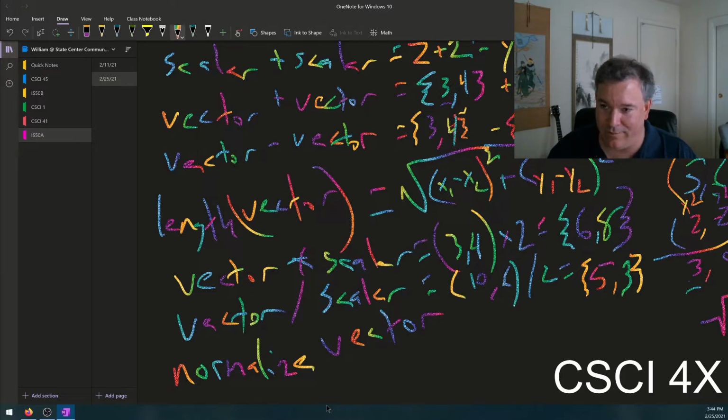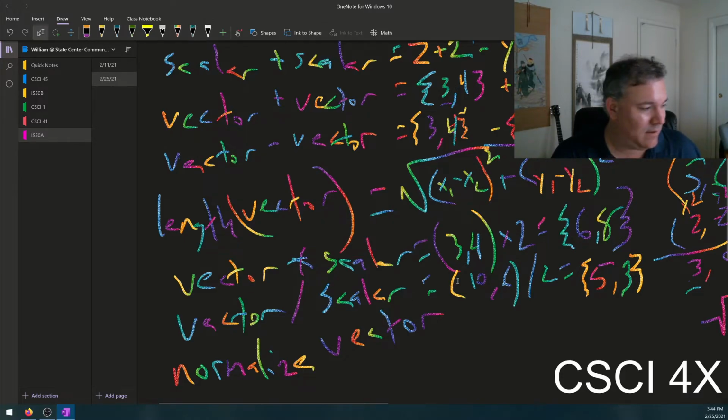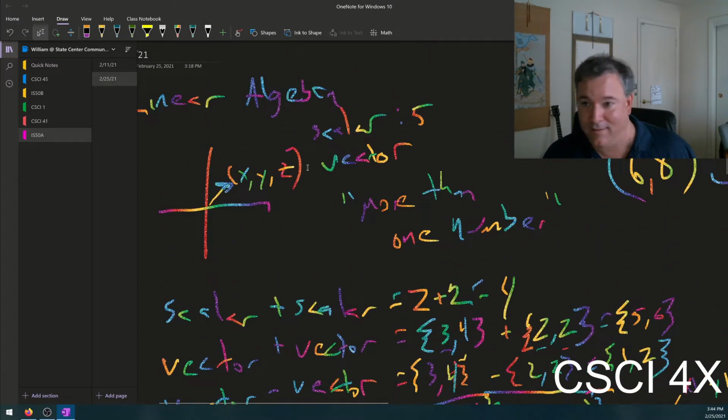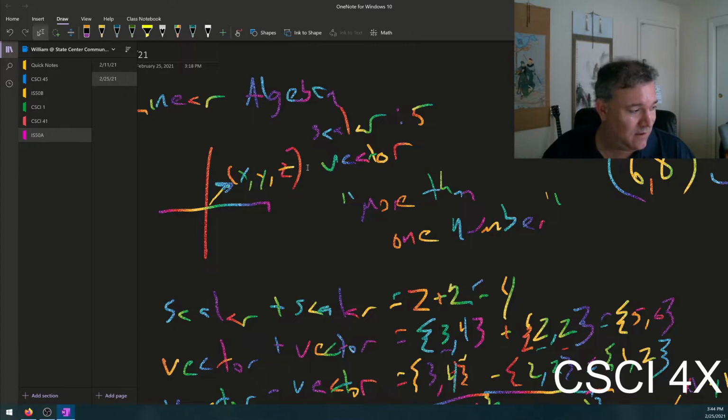So how do we normalize a vector? It's very simple. All of this stuff is very simple. Like I said, linear algebra is the very last math class that you typically take, after two years of college calculus and differential equations and stuff like that.